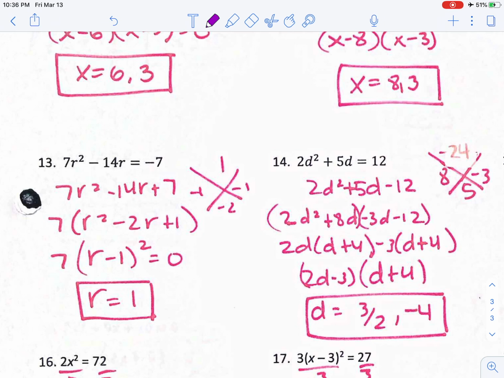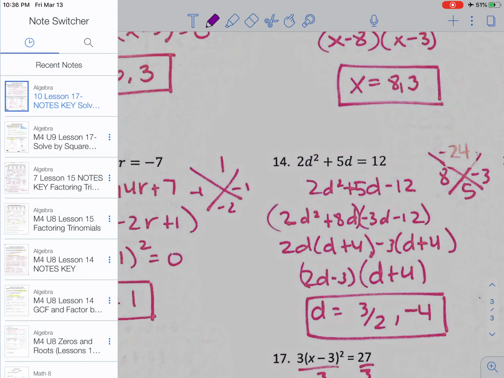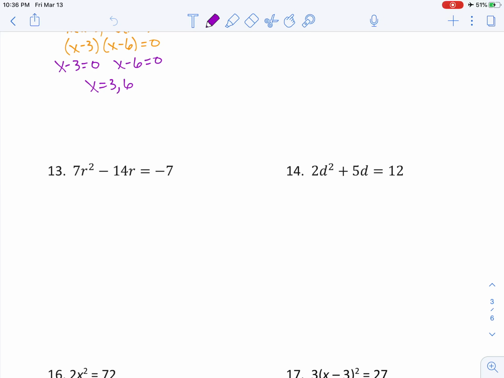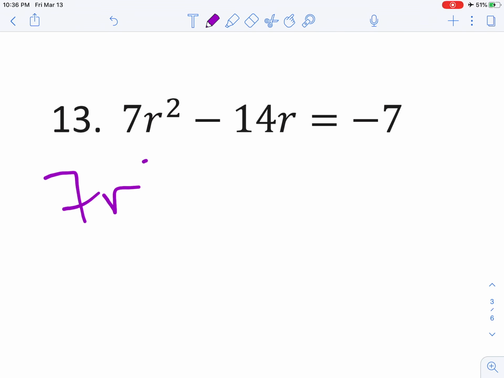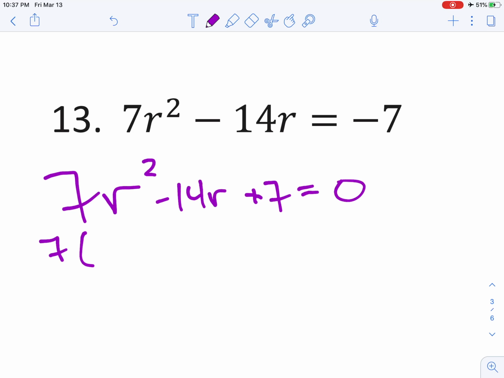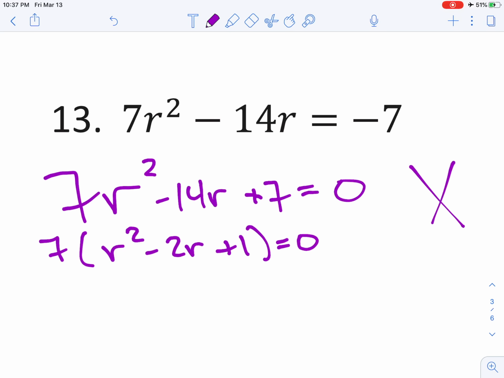Now when I'm teaching this, this is not my key. I would definitely have equals 0 on each one of these. In fact, let me go ahead and do those. So I would have 7r squared minus 14r plus 7 equals 0. I would definitely put that 0 on and keep 0 consistent. So I'd take out a 7, I get r squared minus 2r plus 1 equals 0.